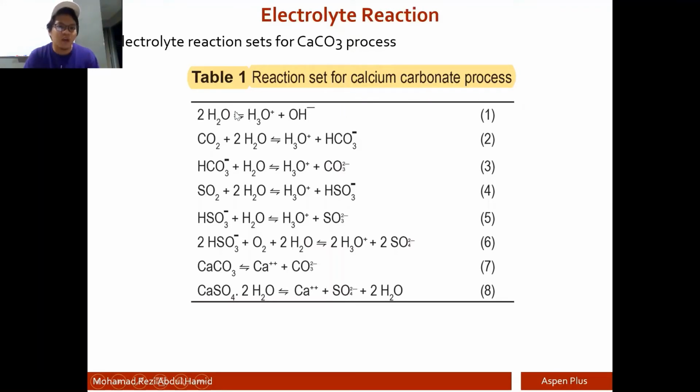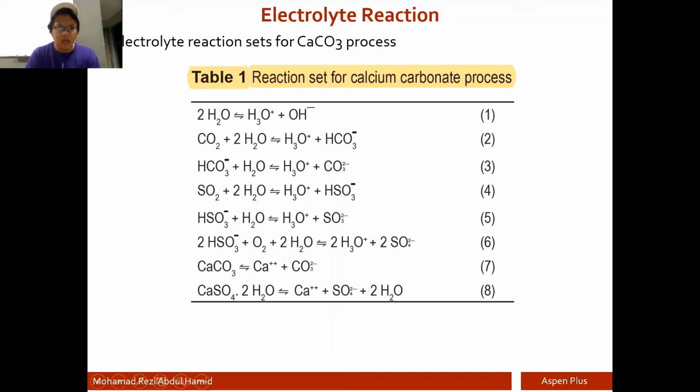As you can see, you have a water dissociation. You have carbon dioxide, you have water, you have sulfur dioxide, and then you have calcium carbonate, and you also have oxygen as the reactant on the reactant side, which is the reason why I choose water, SO2, carbon dioxide, calcium carbonate, and oxygen when I select the components that will be participating in the ionic reaction.